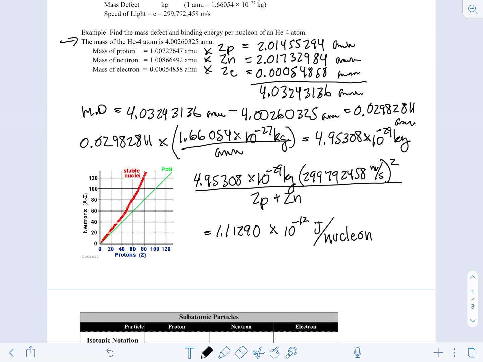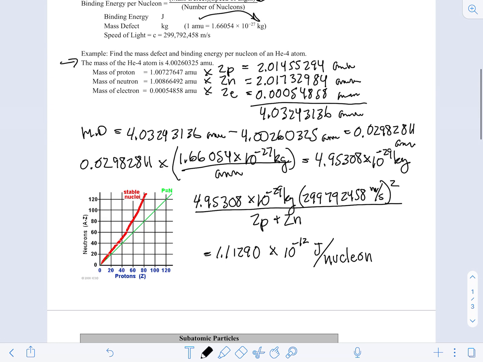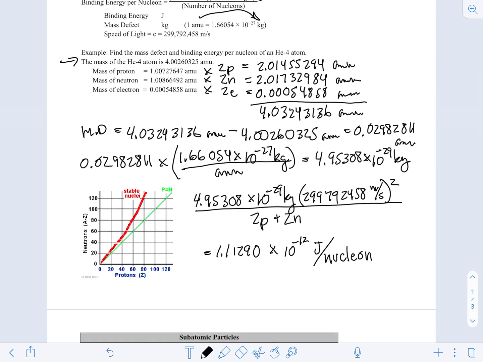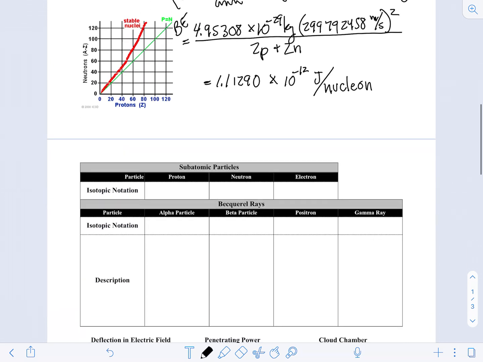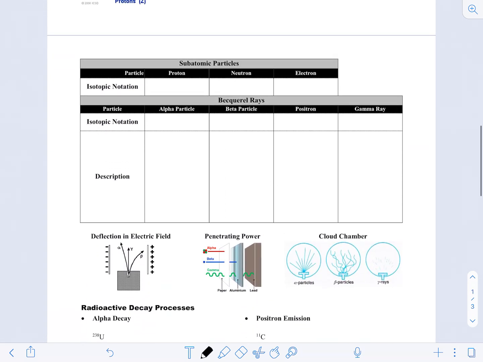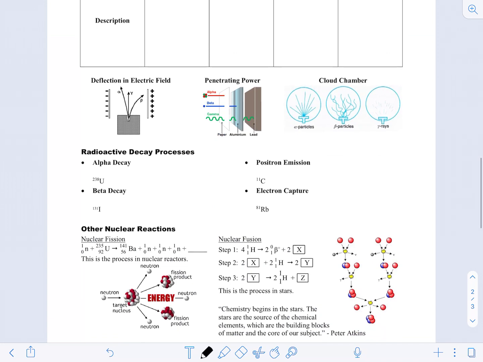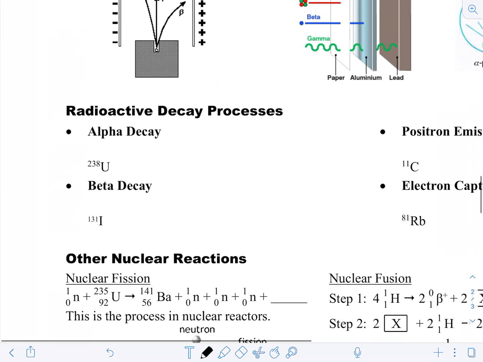Okay, so that is how you do the binding energy and the mass defect. So the second one was binding energy, just to let you know. Okay, so I'm going to skip the section where we talked about particles and rays, and I'm going to go into actual processes so that when you do the problems on the homework, you know how to solve for it.